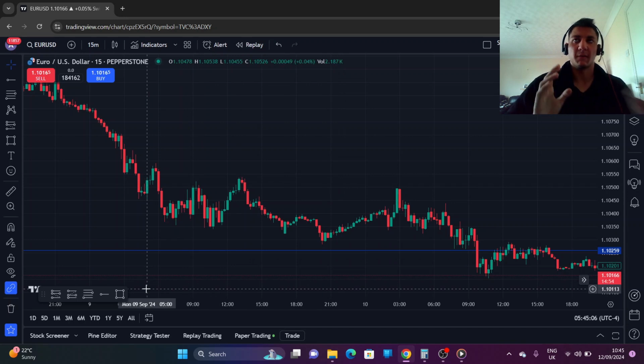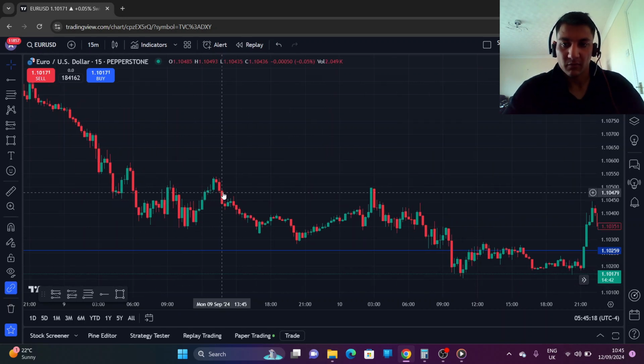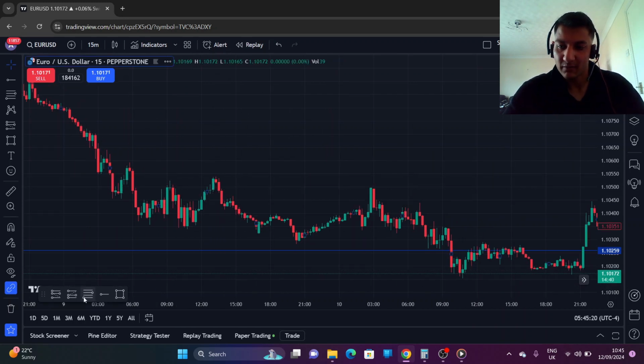And let me just tell you, with all PD arrays or all entry patterns, the most important thing is the bias. And to determine the bias, all you've got to do is target highs and lows. Forget what anyone else says. As long as you target highs and lows, you'll be profitable. But anyway, let's get the Fibonacci up.